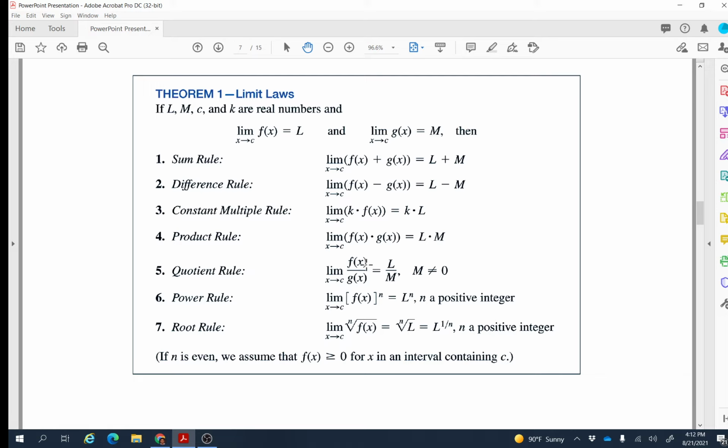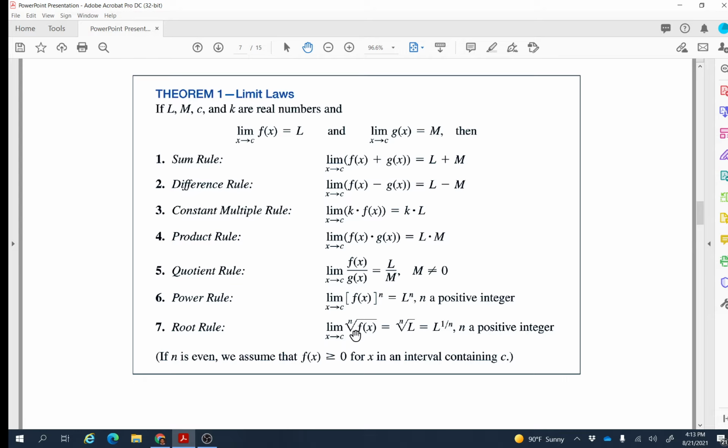Quotient rule: you can do the same thing. This is the limit for f of x, this is the limit for g of x, and that's true if the limit of the denominator is not 0. You can only apply this quotient rule if the denominator is not 0. Power rule: even if there is a power, we can just find the limit of the function inside and take the power of that limit.